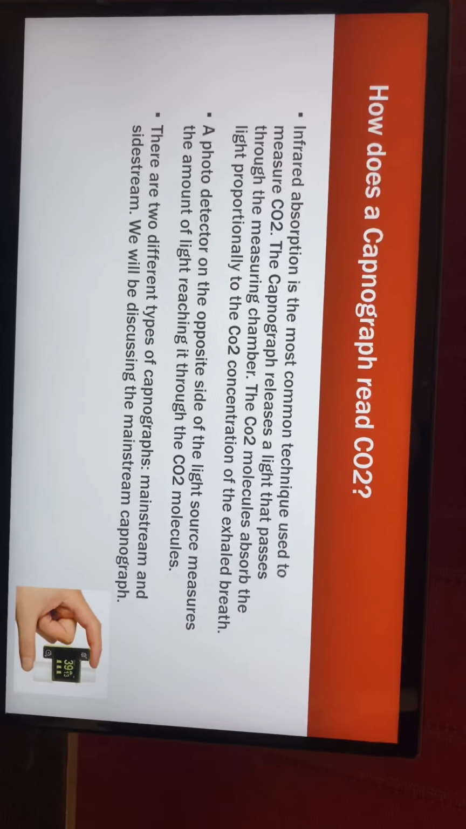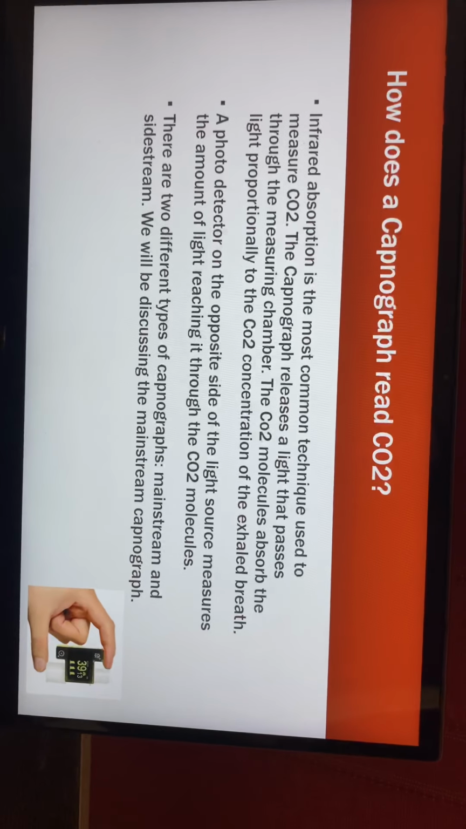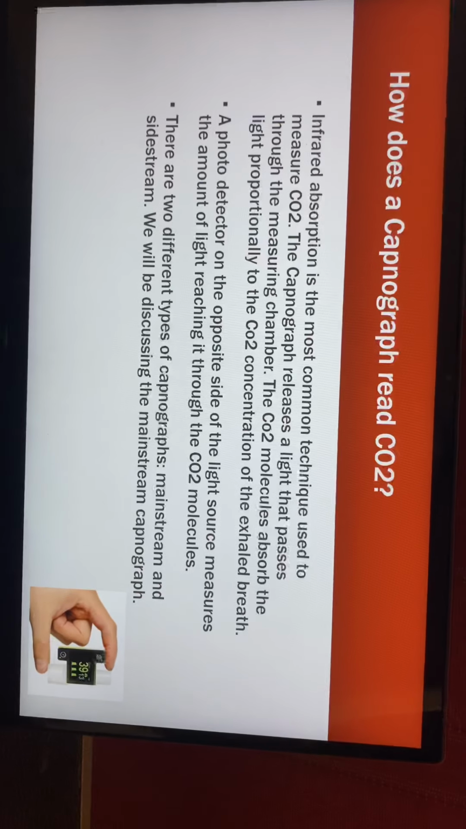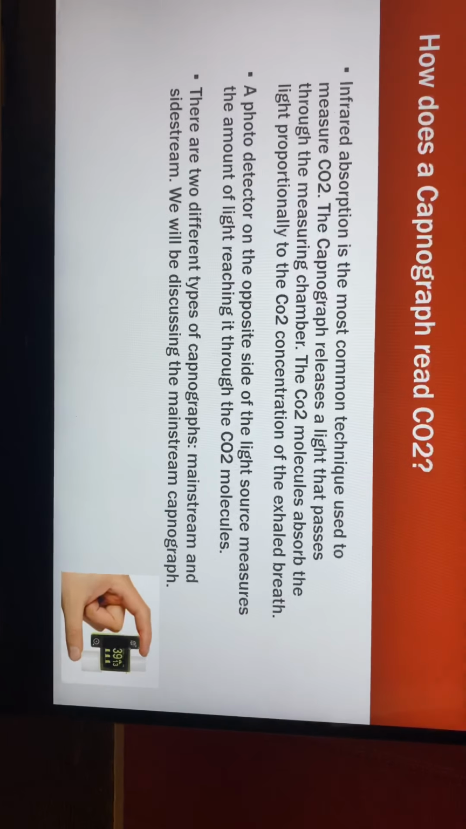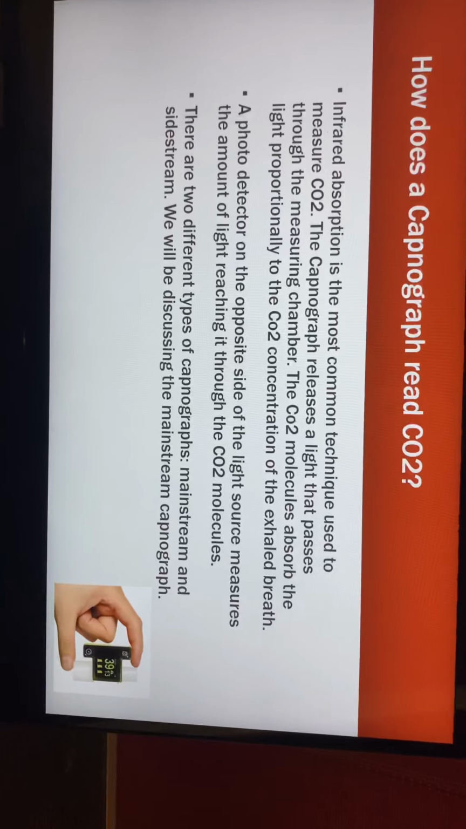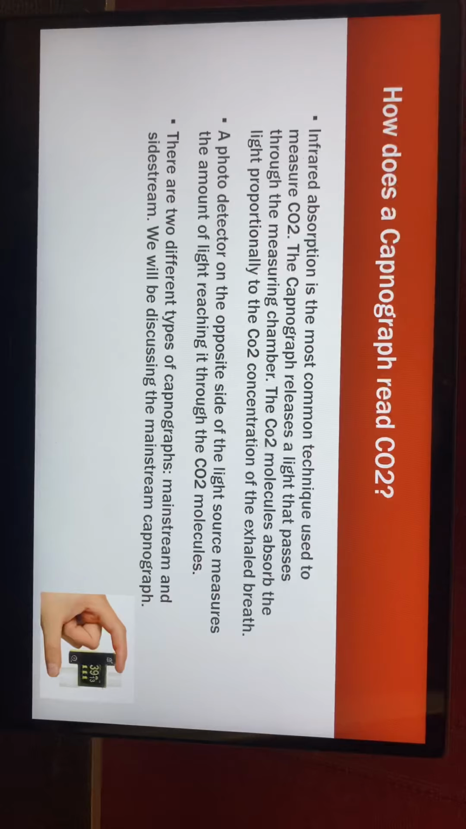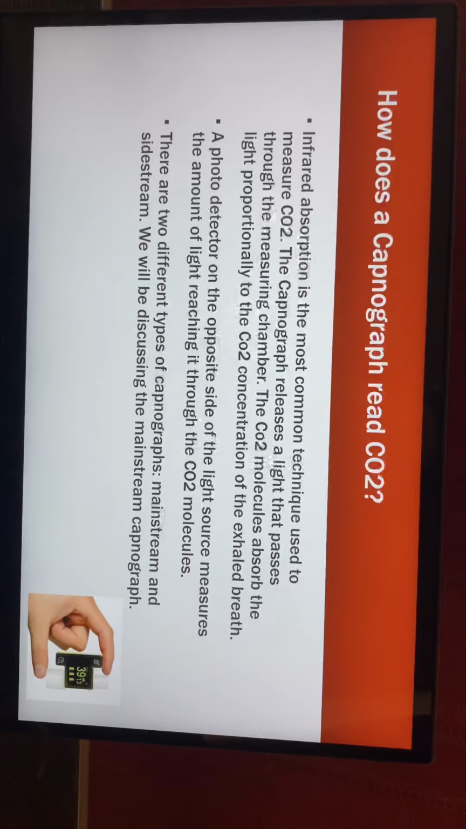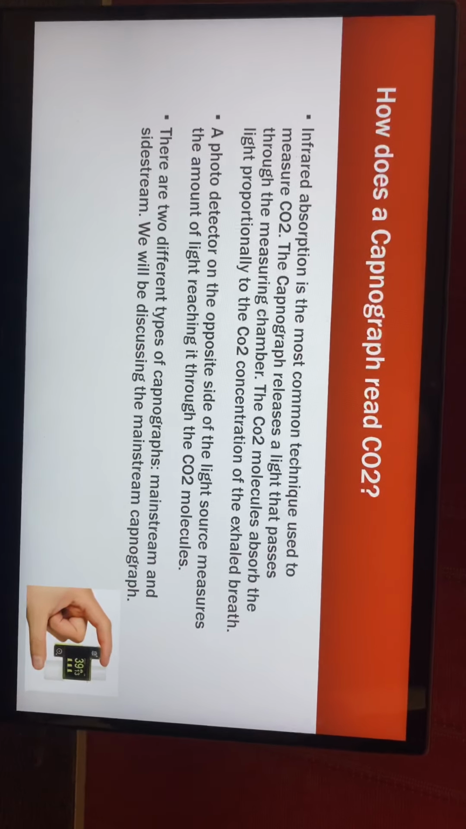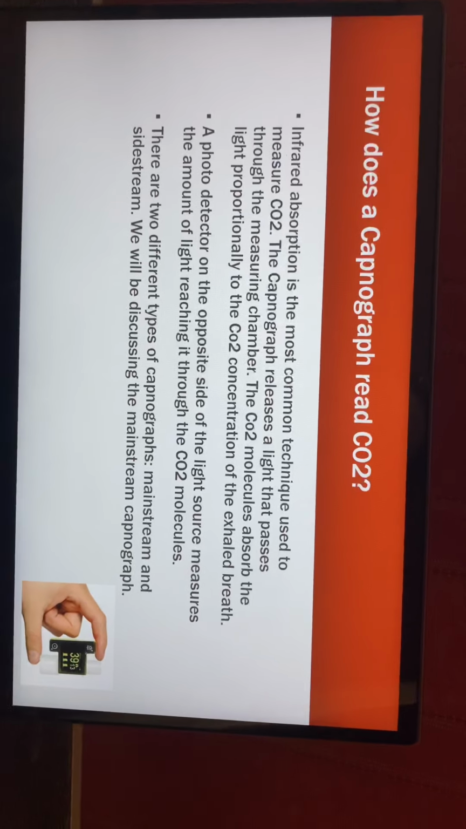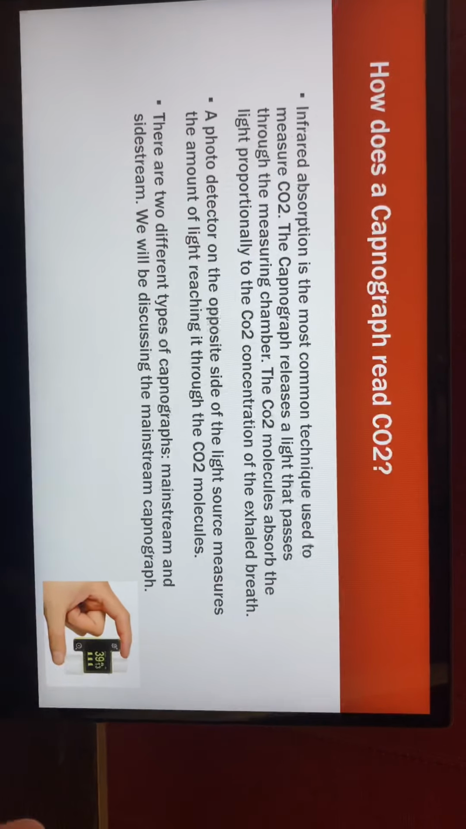How does a capnograph read CO2? It reads it by infrared absorption, which is the most common technique used to measure CO2. The capnograph releases a light that passes through the measuring chamber. The CO2 molecules absorb the light proportionally to the CO2 concentration of the exhaled breath. A photoreceptor is on the opposite side of the light source, which measures the amount of light reaching it through the CO2 molecules. There are two different types of capnographs. There's mainstream and sidestream, but we will be discussing mainstream today.